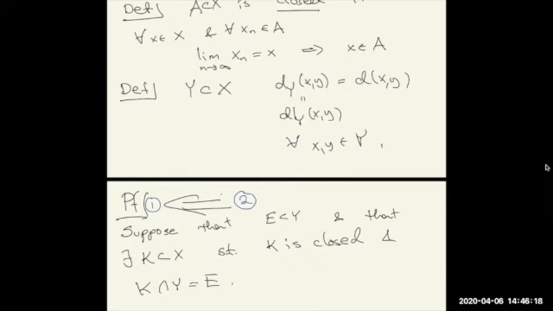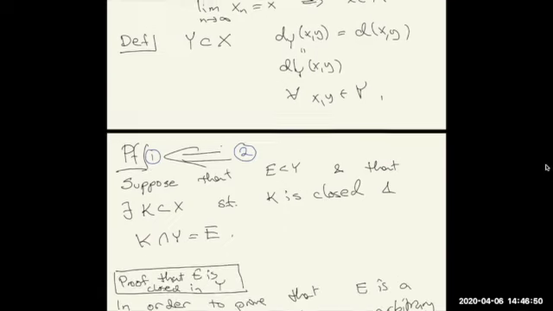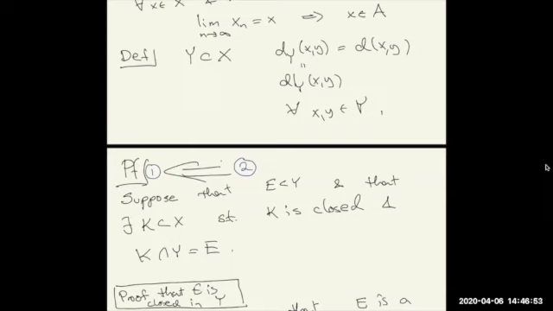So in this case, we start from the assumptions of 2. The setting is we have some subset E of Y. We have some subset K of X such that K is closed and K intersect Y is equal to E. This is our assumption, and our ultimate goal is to now, using logic, get to the point where we have 1, namely that E is closed in Y. This is the statement of 1.